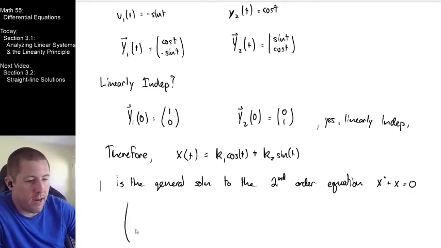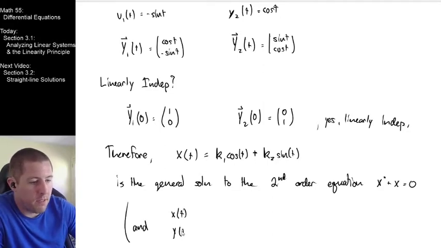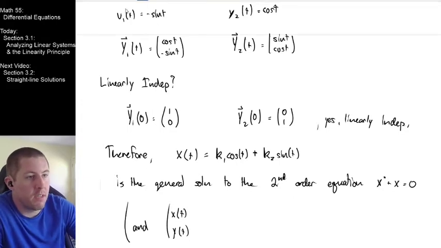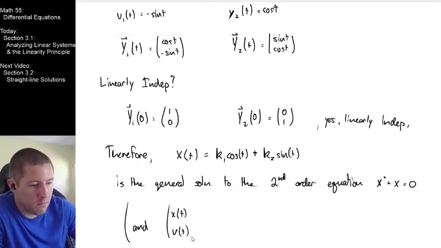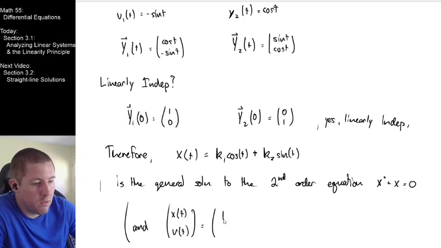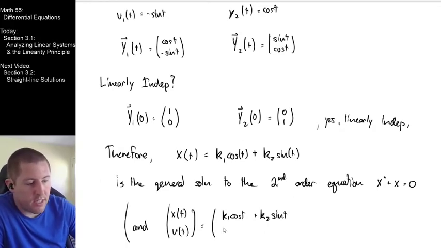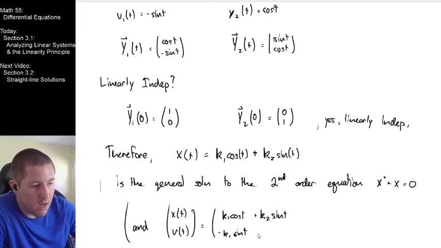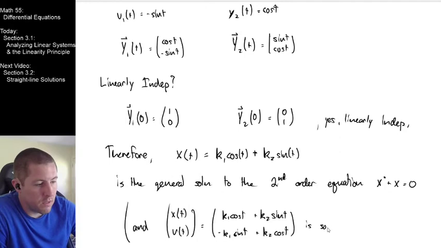And I think the other thing we could say here is, x of t, y of t, or sorry, that should be a v of t, equal to k1 cos t plus k2 sine t. Notice that's x of t. To get v of t, we just take the derivative, so that should be negative k1 sine t plus k2 cos t is the solution in system form.